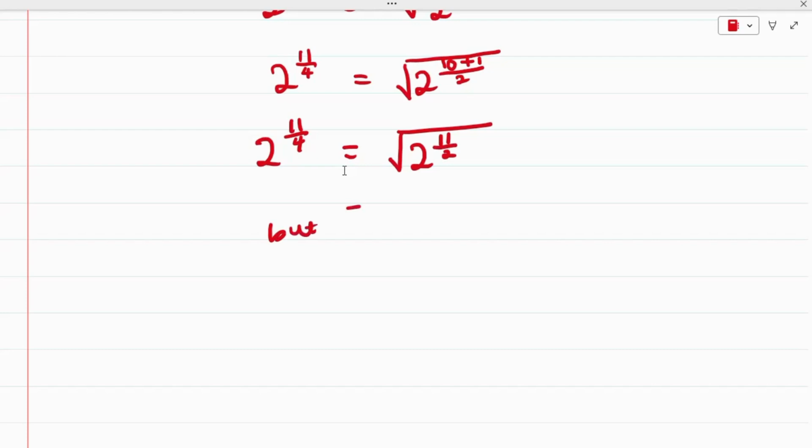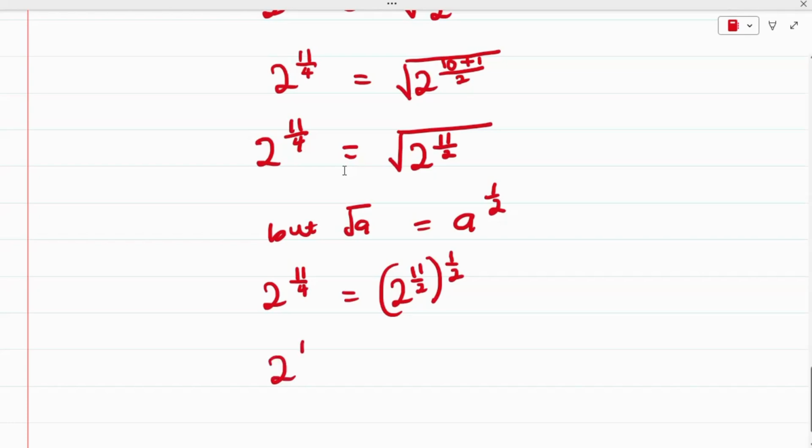But we also know that the root of a is equal to a raised to the power of 1 over 2, right? So we have 2 raised to the power of 11 over 4 is equal to 2 raised to the power of 11 over 2 multiplied by 1 over 2. So we have 2 raised to the power of 11 over 4 is equal to 2 raised to the power of 11 multiplied by 1 is 11, divided by 2 multiplied by 2 is 4. So the left hand side is equal to the right hand side, and we have been able to verify our answer right here.